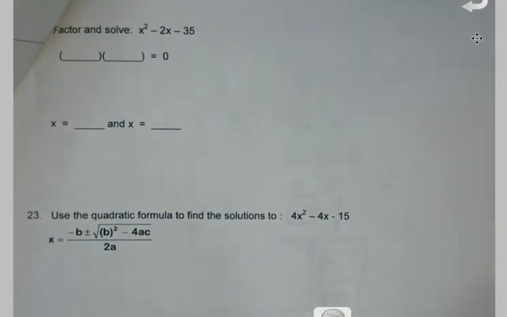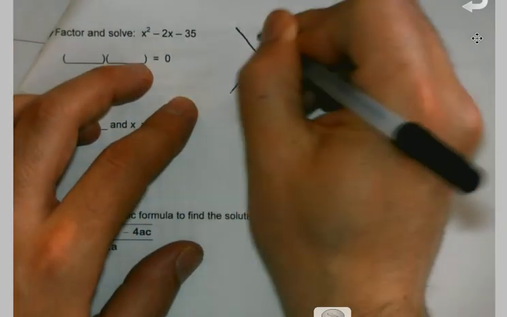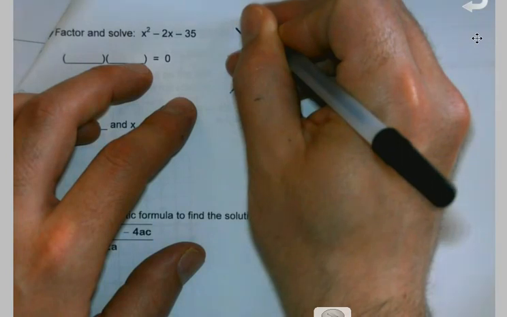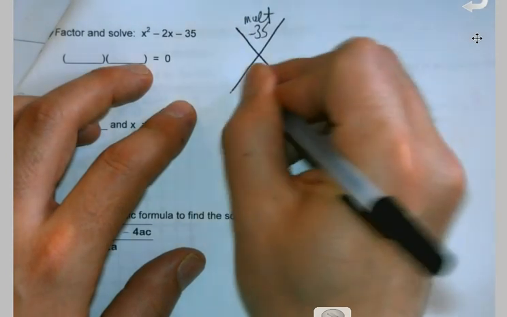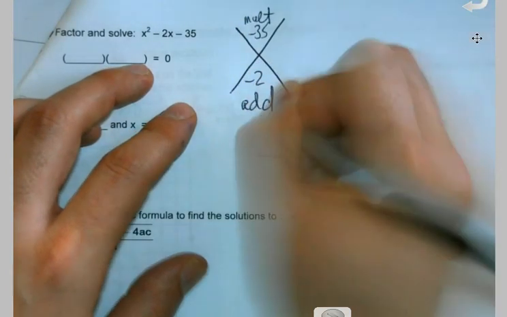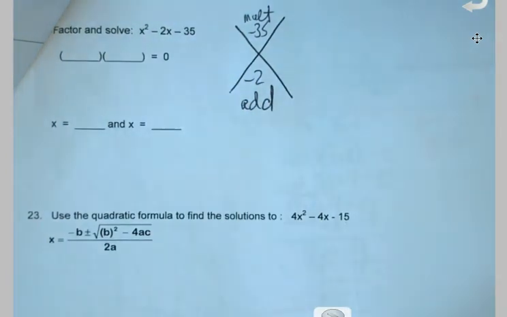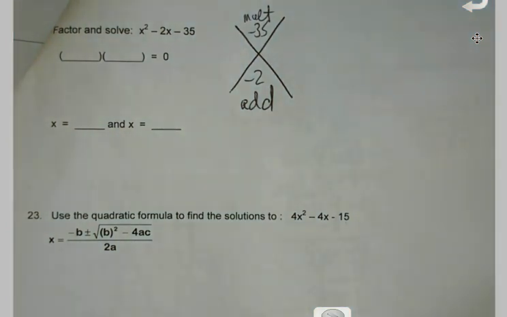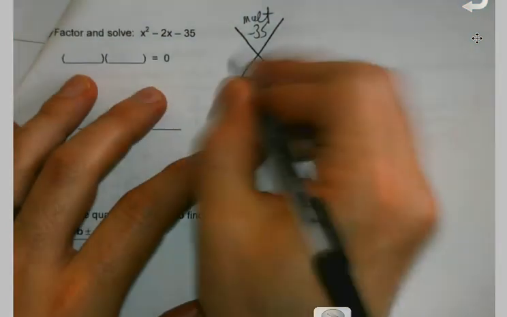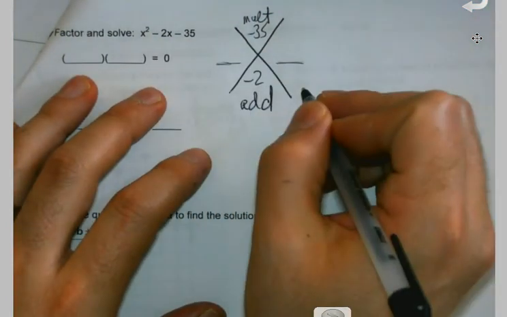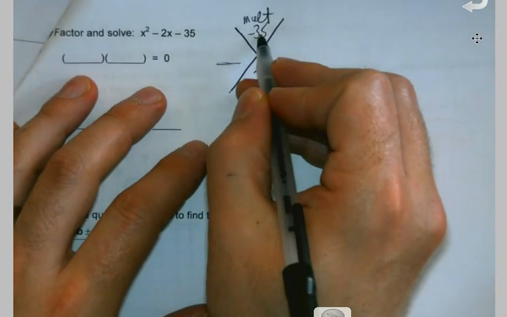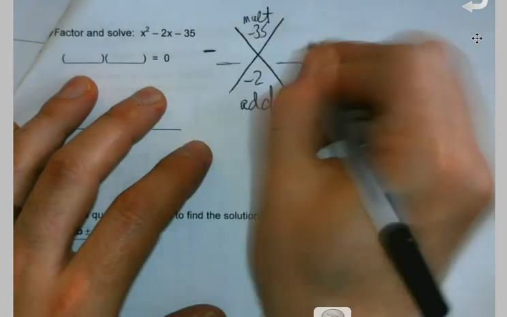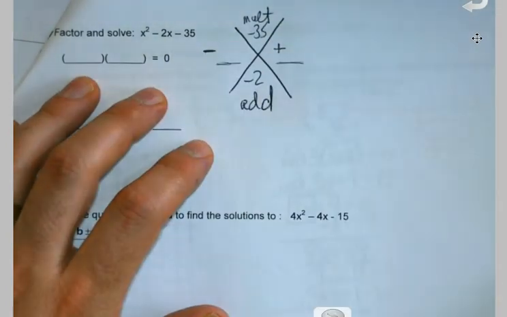Factor and solve. The diamond. All right, multiply to negative 35, add to negative 2. You can look on your chart, you can play with the calculator, but here's what I know. With it being multiplied to a negative, one's a negative and one's a positive.